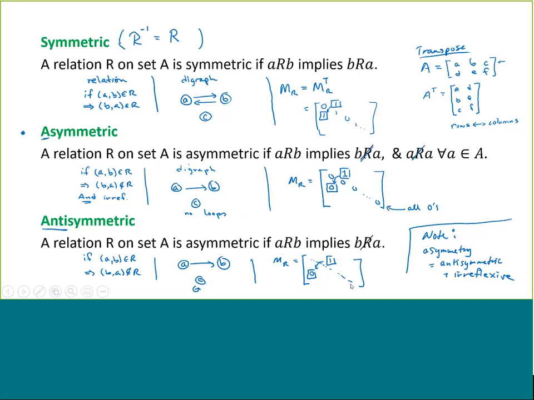It doesn't matter. All we're looking for is if there's any ones off the diagonal, in the corresponding position on the other side of the diagonal, it has to be a 0. Please note, if you're asymmetric, you're automatically antisymmetric. You don't even have to check. If you're this one, automatically that one.